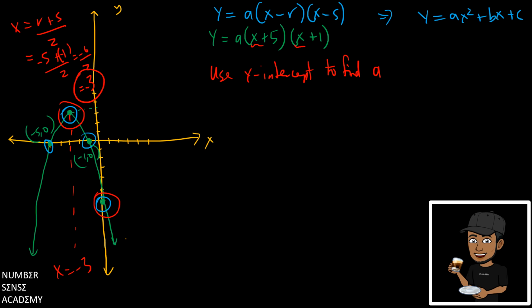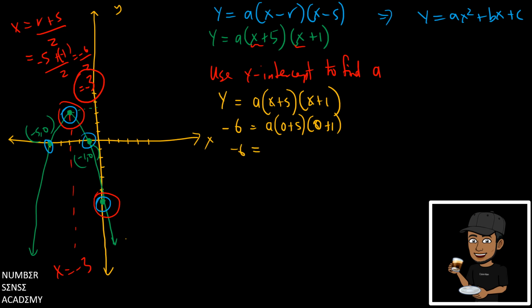So let's find that. Y is equal to a times x plus 5, x plus 1. So y, if we use from the y-intercept, it's negative 6. So we have negative 6 equals a, x is 0, x is 0. So I have negative 6 equals a times 5 times 1. So negative 6 is equal to 5a. A is equal to negative 6 divided by 5.